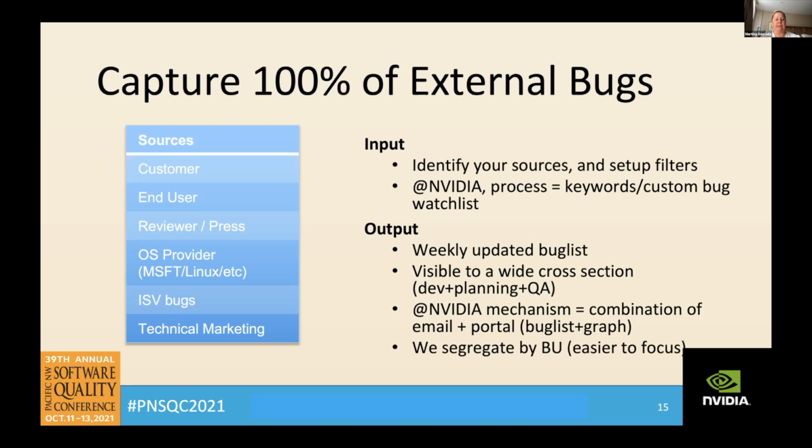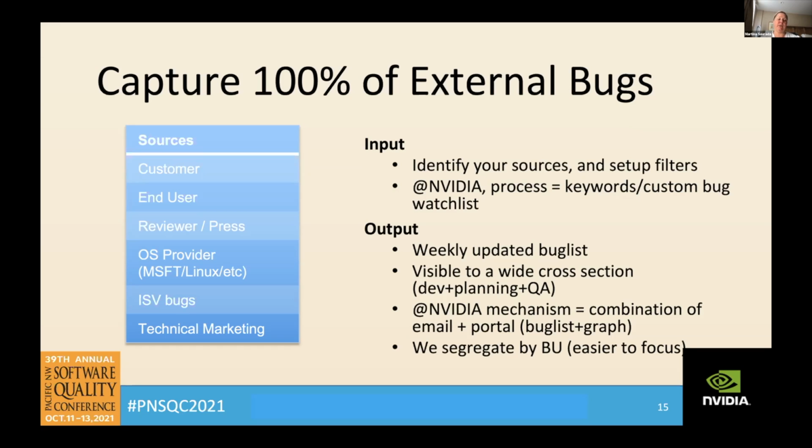Could be one of our Linux distro partners. ISV bugs, so independent software vendors. So any of the application partners we work with, and we work with many of them. I will say ISV bugs are typically one of the areas where we see a predominantly large influx and balance of bugs that come through RCCA.